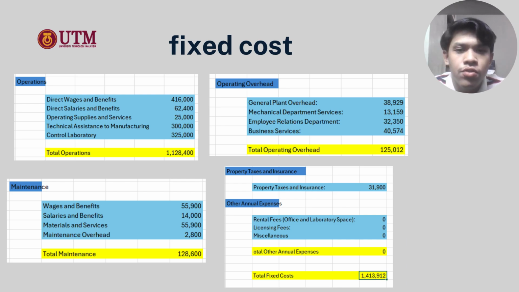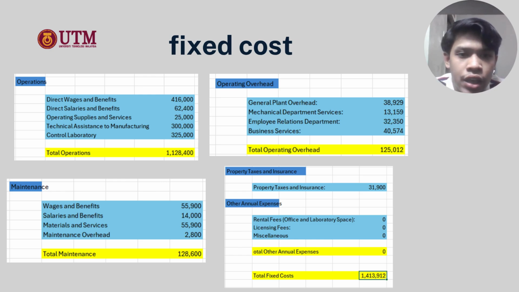Then we move to fixed cost, which is what they have to pay on something. We go through them one by one. The first is operation. They have direct wages, benefits, and control laboratory assistance. In this section they have spent about 1 million.